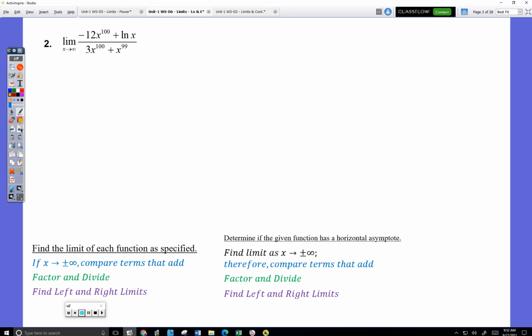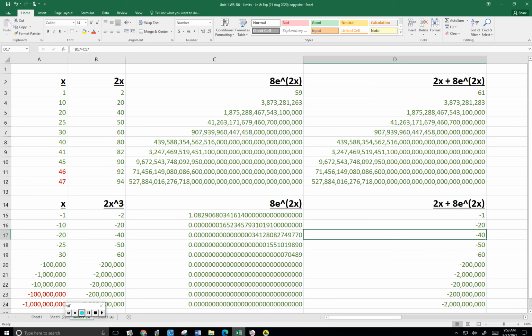Of course, I'm introducing another new idea because we throw up another new function. Right here's a power function. That's not new. Here's one you've seen before, but we haven't talked about it in this class. ln of x. We are comparing terms that add because x is approaching infinity. You just have to know how ln of x compares to that power function. So we turn to our friend Excel. It is helpful.